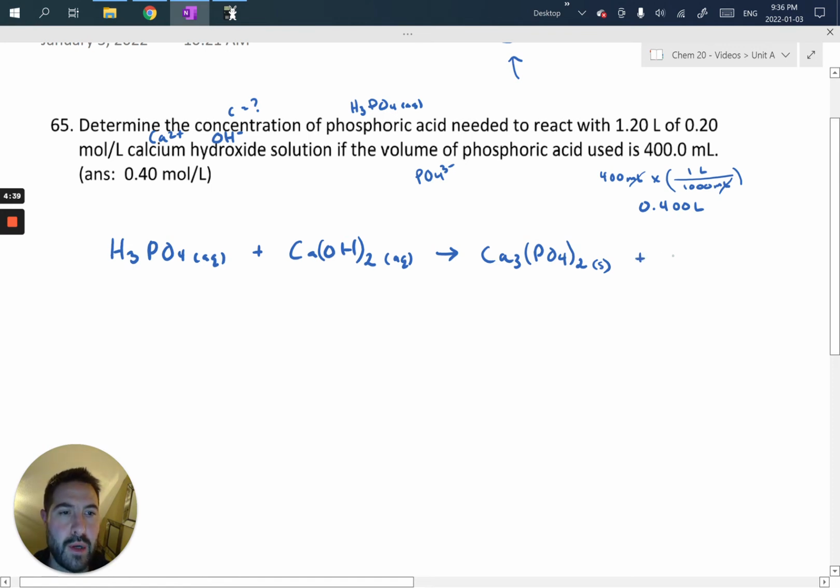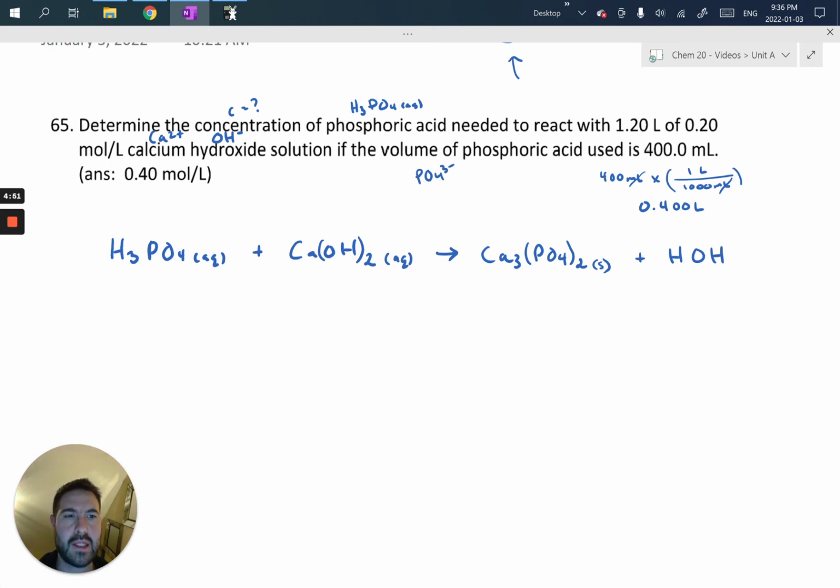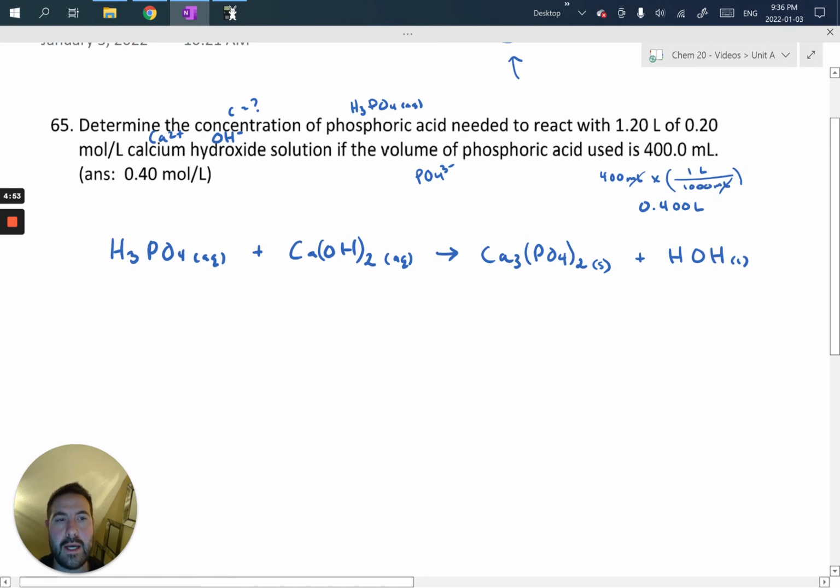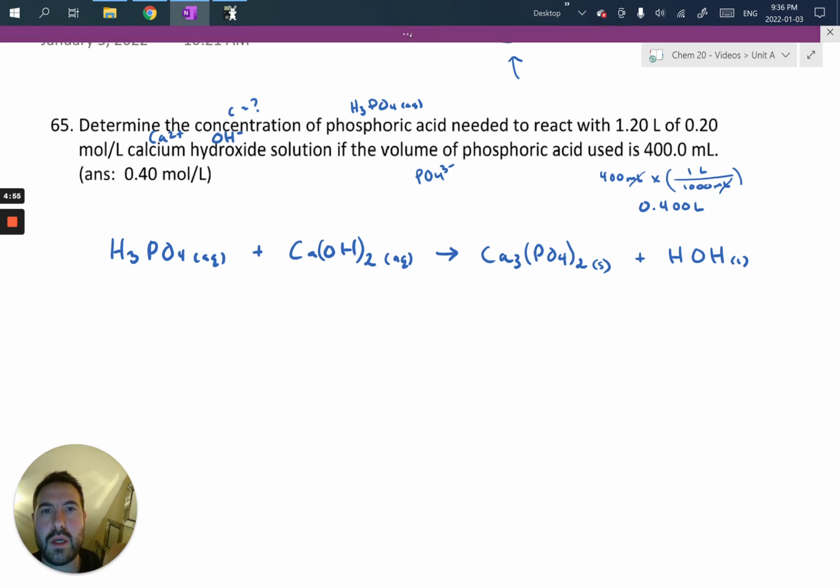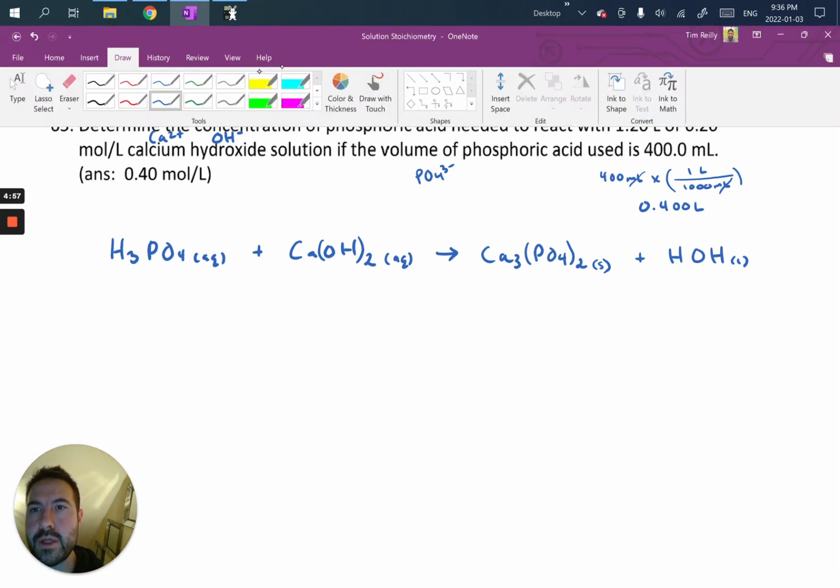And then my other product is going to be water, H from the acid, and then an OH from the base. I like to leave it as HOH, at least for now, until I'm done balancing, just because I think it's a little bit easier to balance with HOH. So let's work on our balancing here.